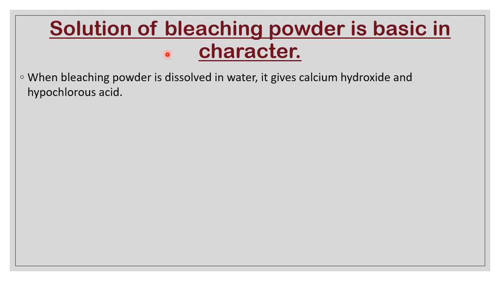When bleaching powder is dissolved in water, it gives two important products: calcium hydroxide and hypochlorous acid. One is an acid, one is a base. But out of the two, hypochlorous acid is a very weak acid, so calcium hydroxide is a very strong base. When a strong base is there, it dominates. Its properties dominate. Therefore, because of the dominance of the base after the reaction, bleaching powder shows basic character when it is with water.